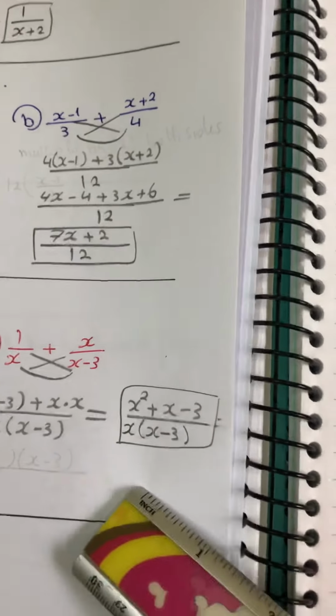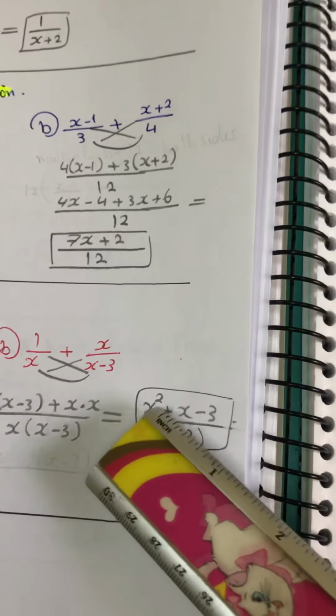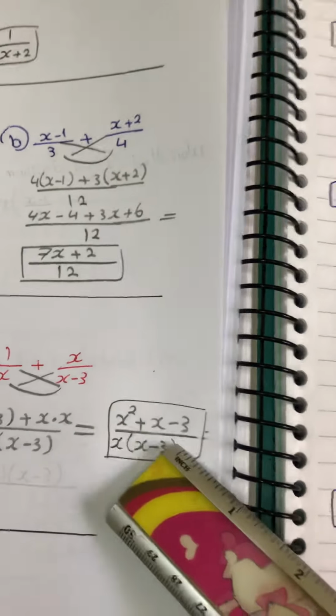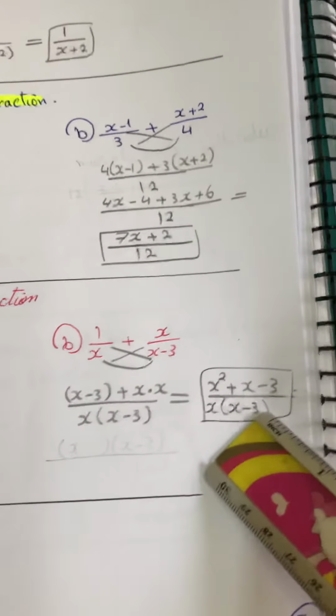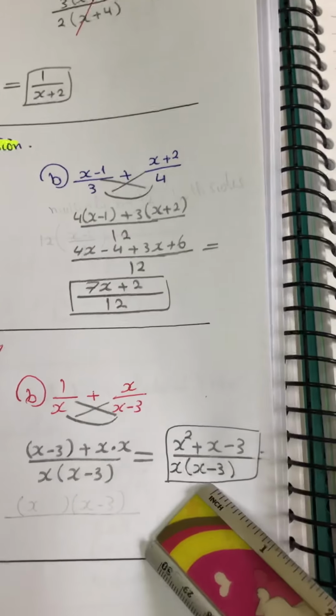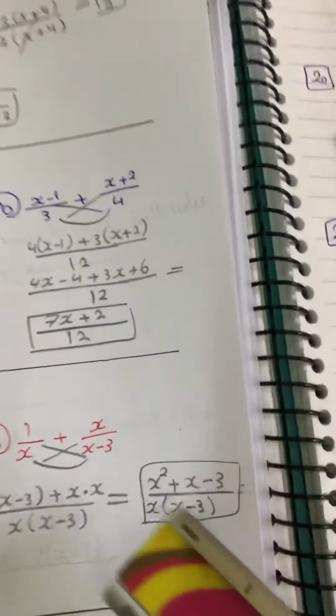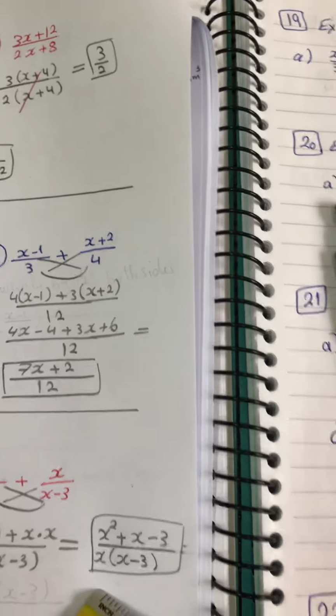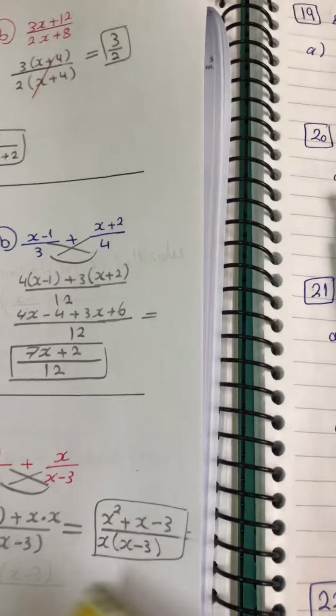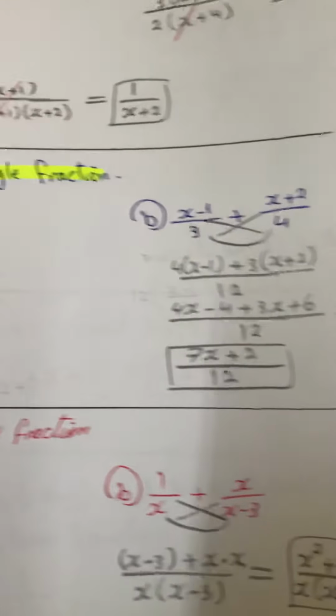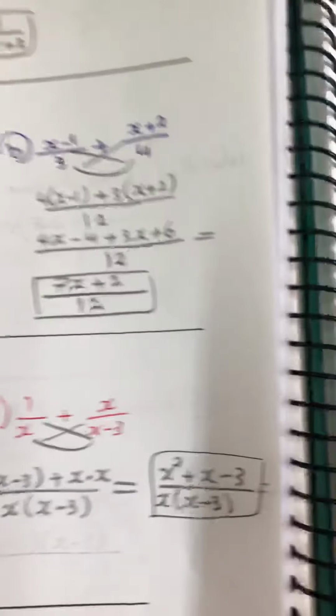There is nothing I can do more because x squared plus x minus 3, I cannot factorize it directly, but it needs the special rules. You can keep it like this. Okay, this is question number 20.